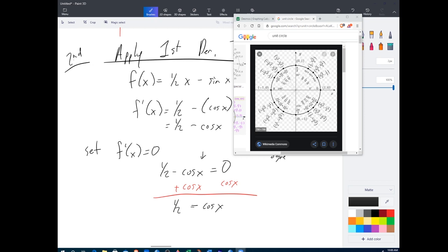All right, so our x coordinate equals 1/2 right here and right here. And that is a lot to look through. So the angle in radians is what I'm looking for out of that. So pi over 3 and 5 pi over 3.